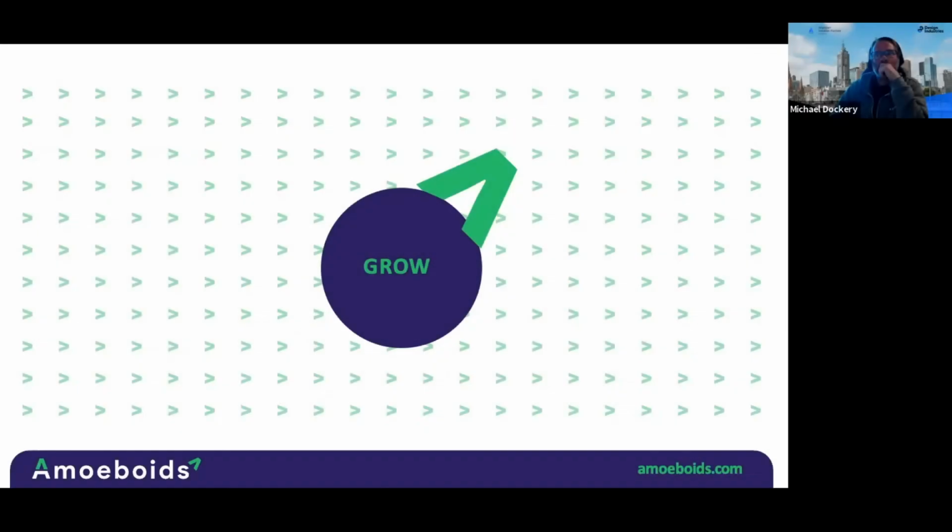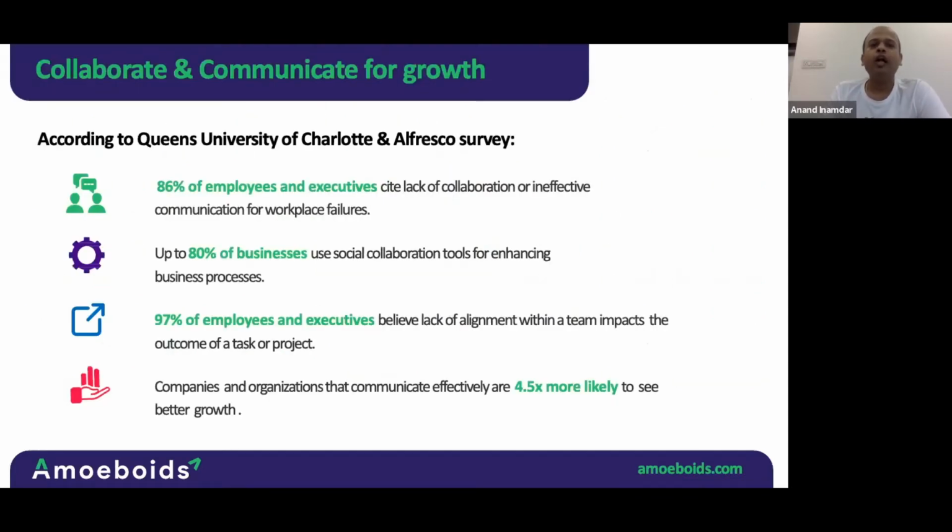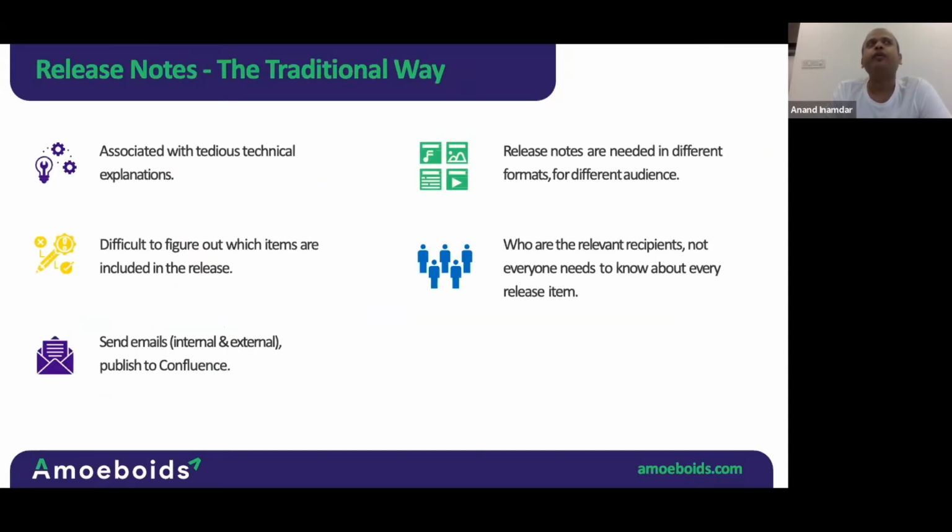This is more a utilitarian product where we are trying to address a very niche problem: collaboration and communication. Now, here you'll notice 86% of employees and executives cite lack of collaboration or ineffective communication for workplace failures. Again, you'll see a bunch of these stats floating around that talk about lack of effective communication, lack of collaboration. And automated release notes is trying to address that specific need.